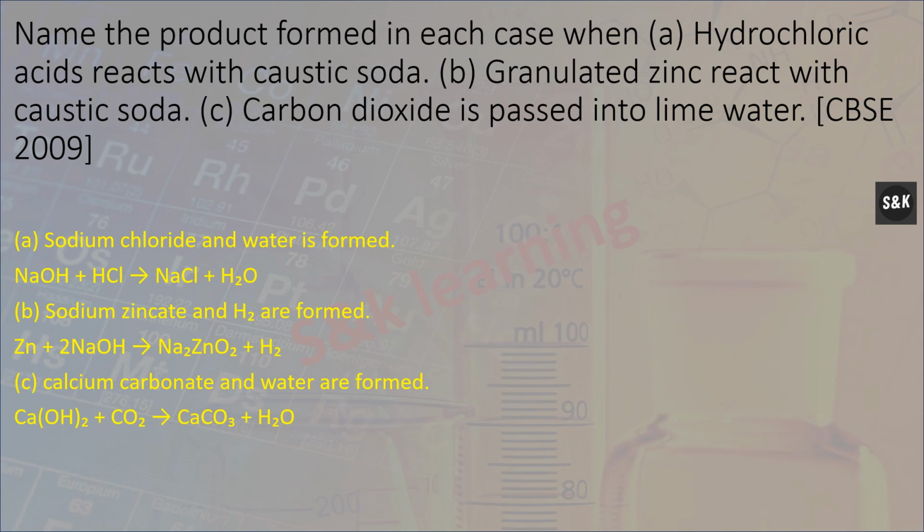Name the product formed in each case when hydrochloric acid reacts with caustic soda. Sodium chloride and water are formed. NaOH plus HCl forms NaCl plus H2O. Sodium sulfate and H2 are formed.